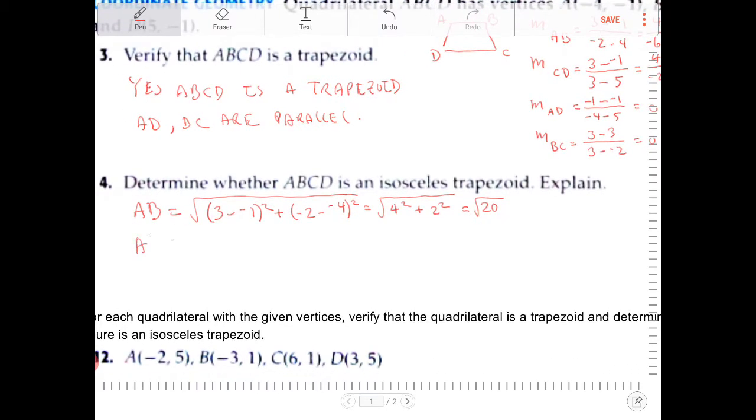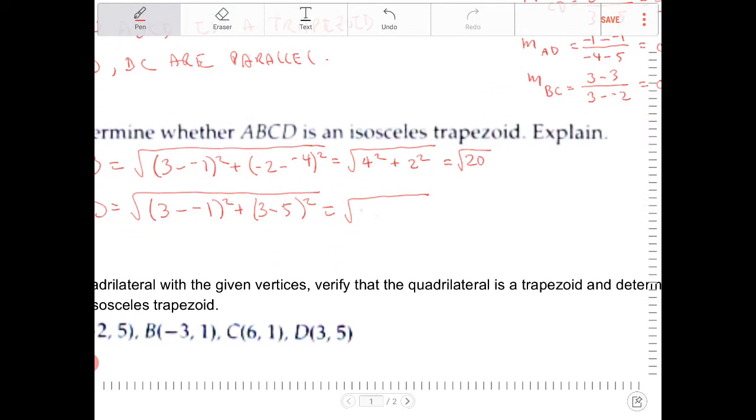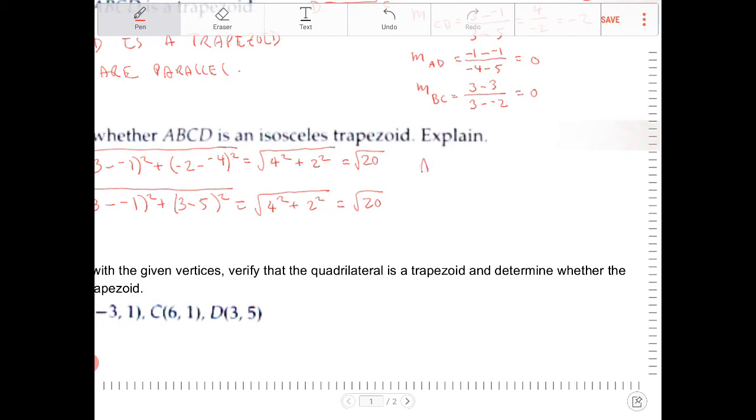We're going to do the same thing and find the length of CD. The length of CD is 3 minus negative 1 squared plus 3 minus 5 squared. And that is 4 squared plus 2 squared, and again, that is the square root of 20. So yes, ABCD is an isosceles trapezoid.